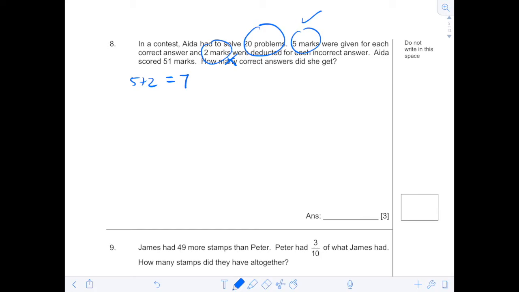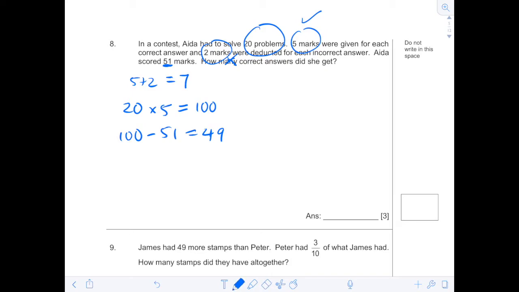Now we're going to assume what happens if all the questions were correct. If all were correct, you get 20 questions multiplied by 5 marks, you will get 100 marks. This is assuming that she got all correct, but because this 100 does not match the 51 over here, we have to take 100, the maximum number of marks, minus the 51 marks, and we'll get 49.